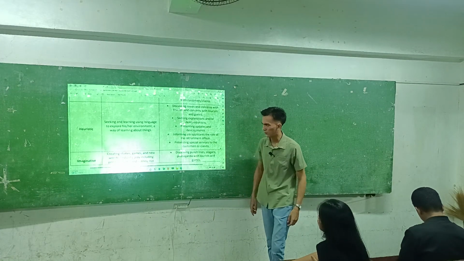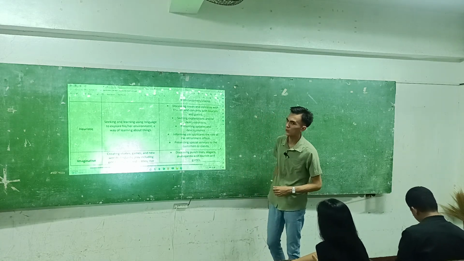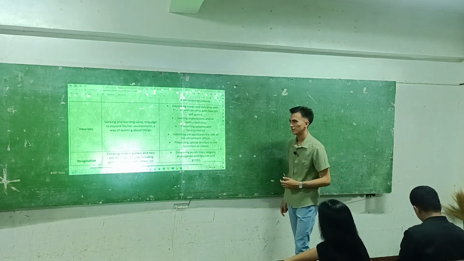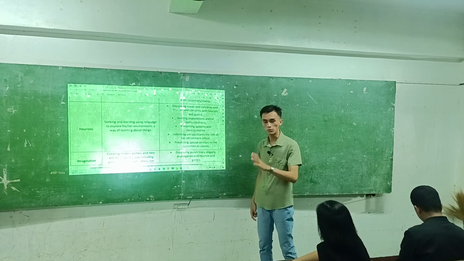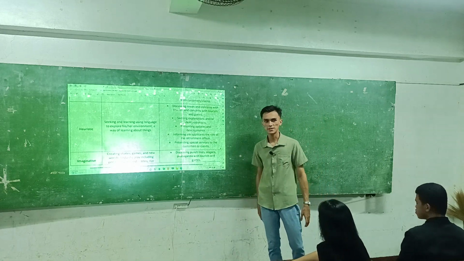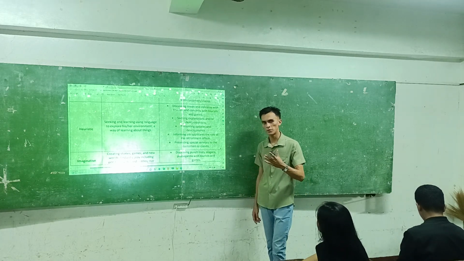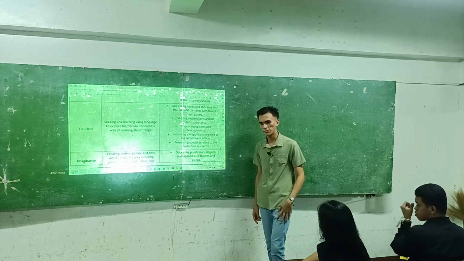Next, heuristic. Seeking and learning. Using language to explore his or her environment. Okay? A way of learning about things. I already discussed this with Gaina. Of course, we need a clear understanding about this one, no? When you want to learn about something, you must use language effectively. One way of doing that is to utilize language without any kinds of unnecessary embellishments. Okay? That will result in the informal use of language.